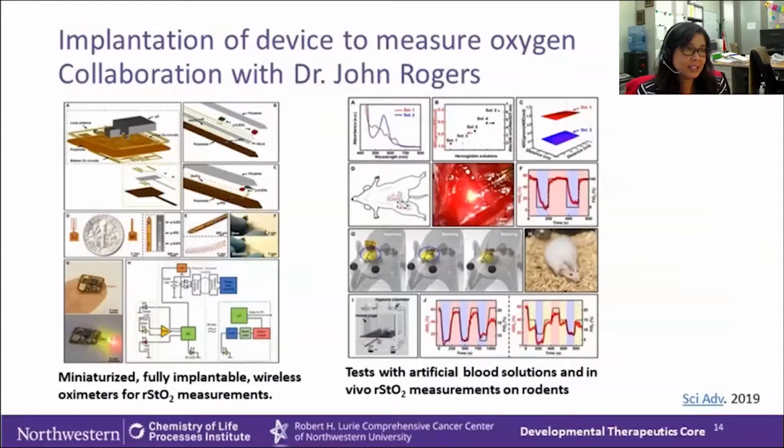The last but not least is, like I mentioned, we also work with devices. In this case, we work in collaboration with Dr. John Rogers, and this device measures oxygen, in this case in the deep penetration of a mouse. Don't ask me about the device because I'm not a device expert, but their team is very capable and expert in this field. So we work together to come up with the right model and the right conditions for testing the device, and we usually collaborate with the imaging facility to understand the location of the device as well as its function after we implant it in the animals.